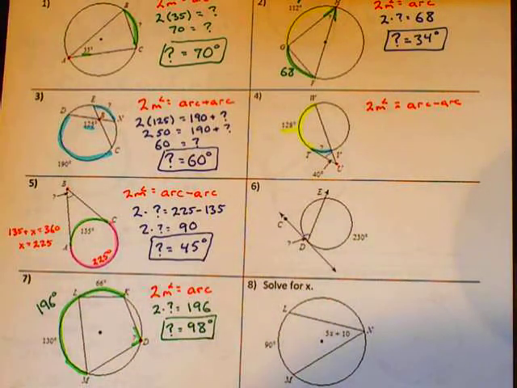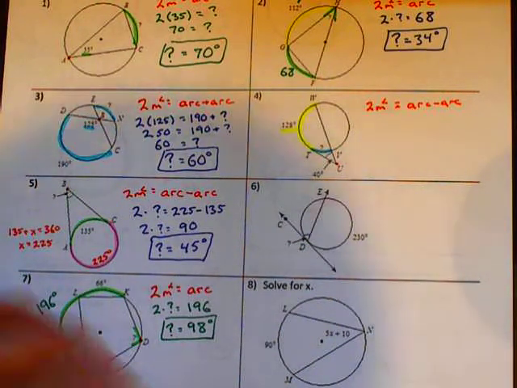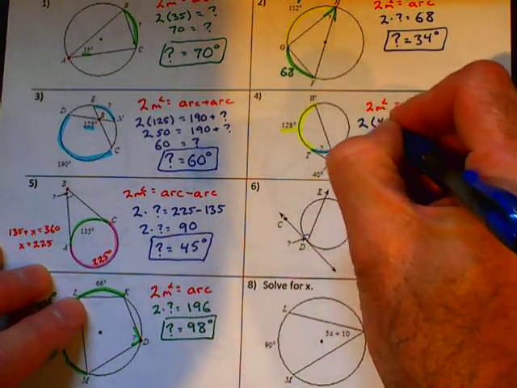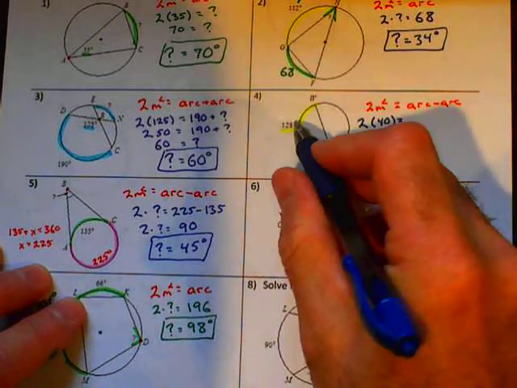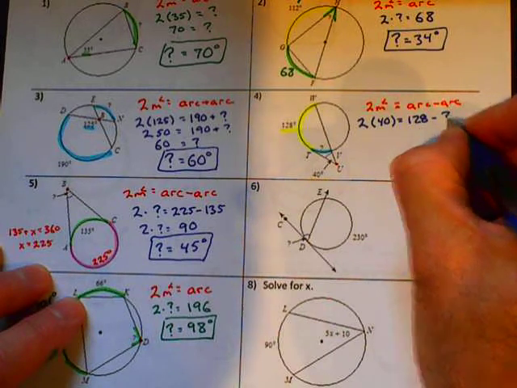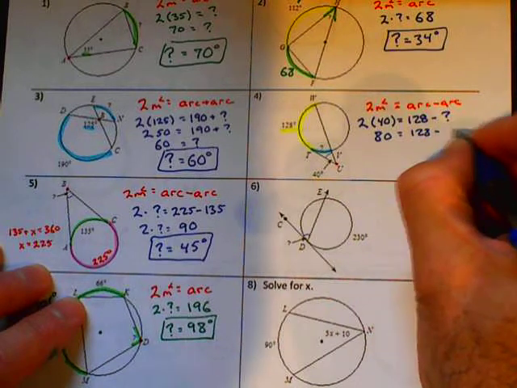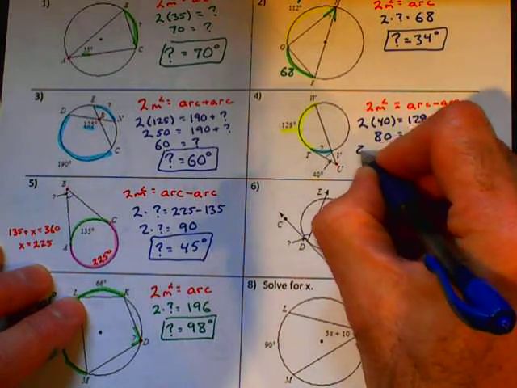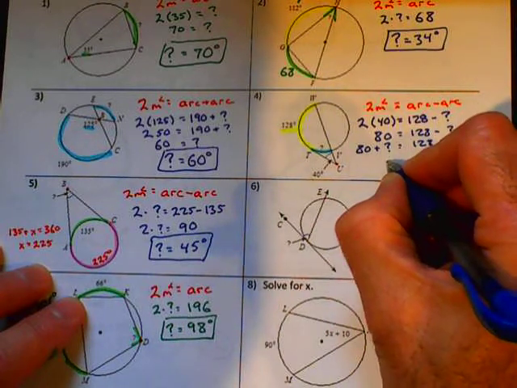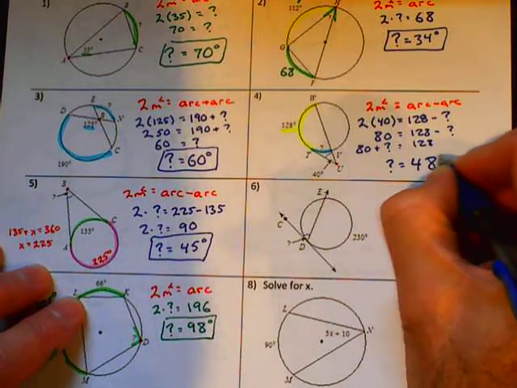It doesn't have any special rules, so we do have to use this equation. Double the angle, 2 times 40 equals arc minus arc, 128 minus question mark. That's 80 equals 128 minus question mark. I would say 80 plus question mark equals 128, and then subtract, and you get the question mark equals 48 degrees.